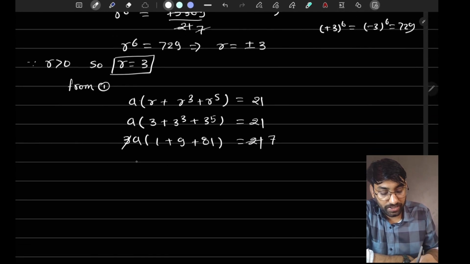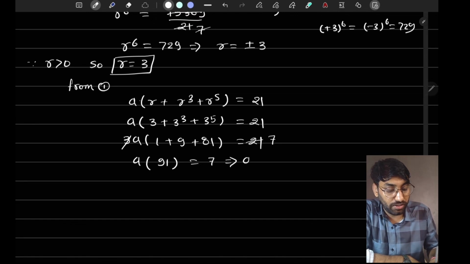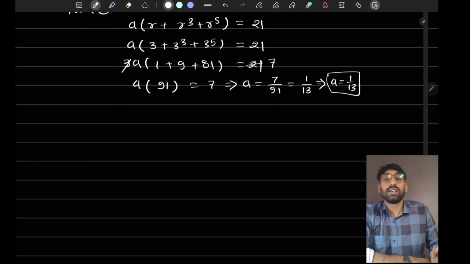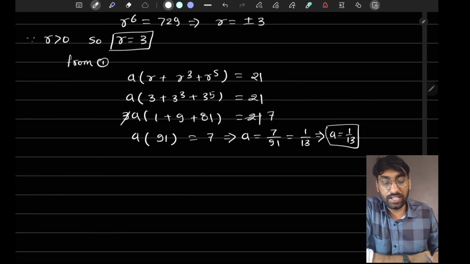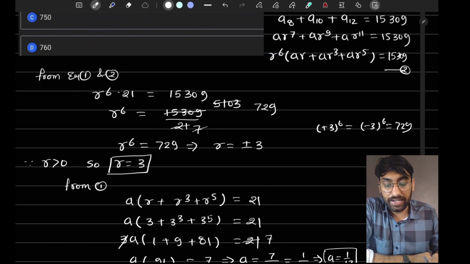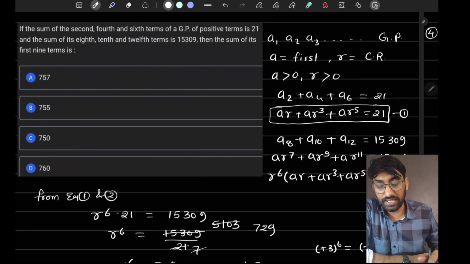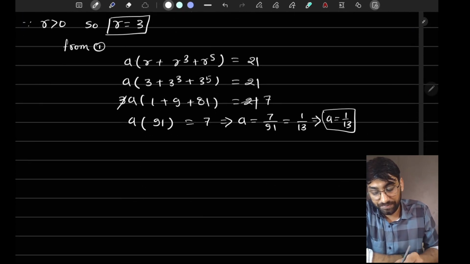So what will I get? I will get A into 10 and 91, that is 91, equal to 7. It means from here I get the value of A as 7 by 91, and that is nothing but 1 by 13. So the value of A is 1 by 13. Okay. Now I have the value of A and the value of R. Now what do I need to find? I need to find S9, right? They are asking about the sum of its first 9 terms. It means I need to find S9.